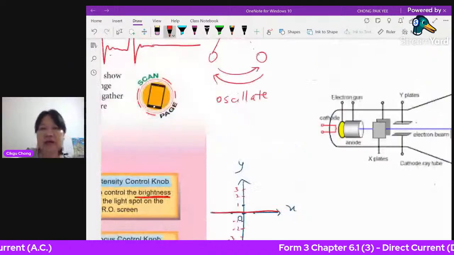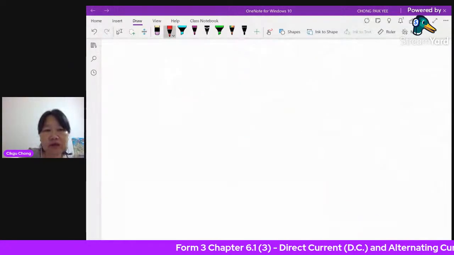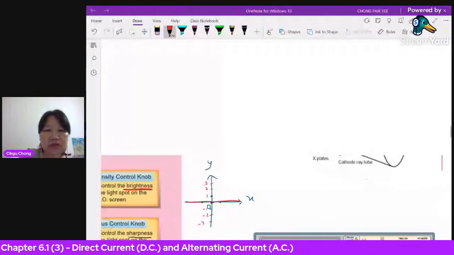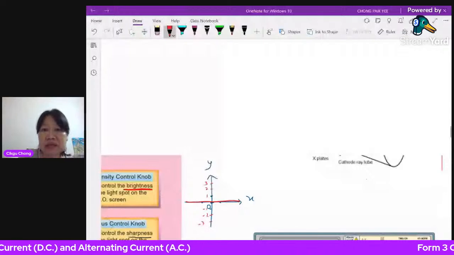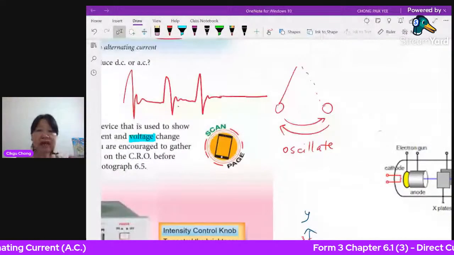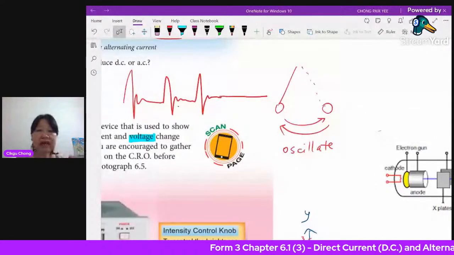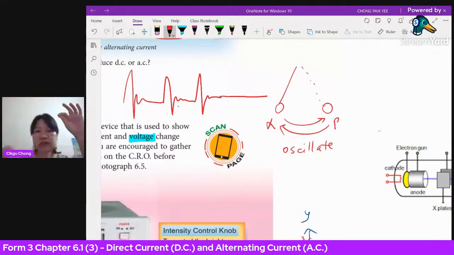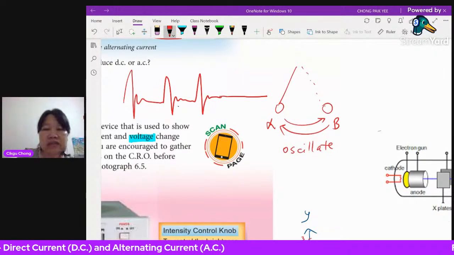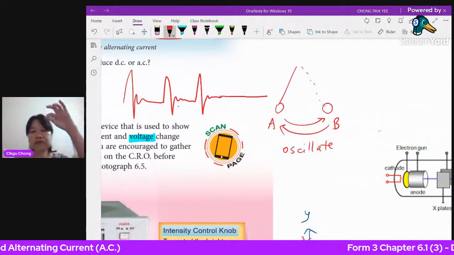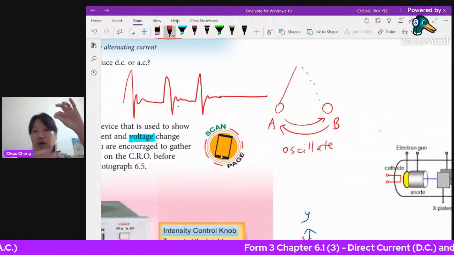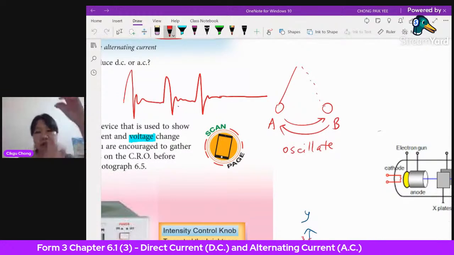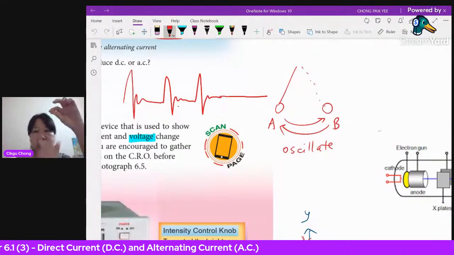Okay, now, why do we call it oscilloscope? What's the meaning of oscilloscope? Oscilloscope is from the word oscillate. You learned that in Form 1. When you have a pendulum, you tie a pendulum on a string, and then you let it swing. You let it move from A to B and come back to A. This is a full cycle, one oscillation. It must be A to B, and then come back to A, then we consider it one. A to B alone is only half. So A to B, then back to A, is considered one oscillation.